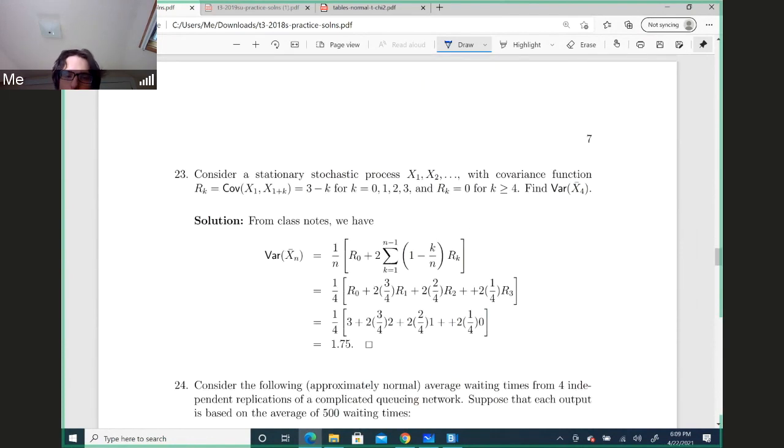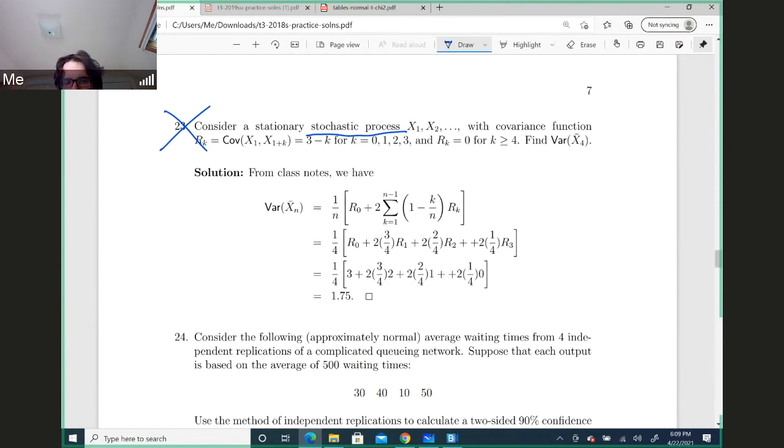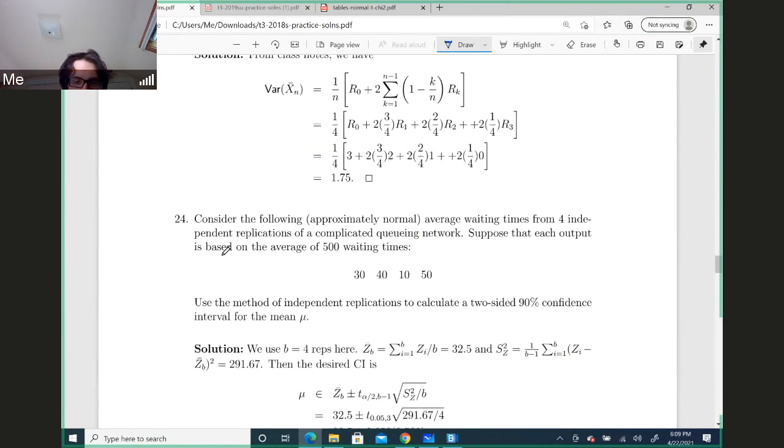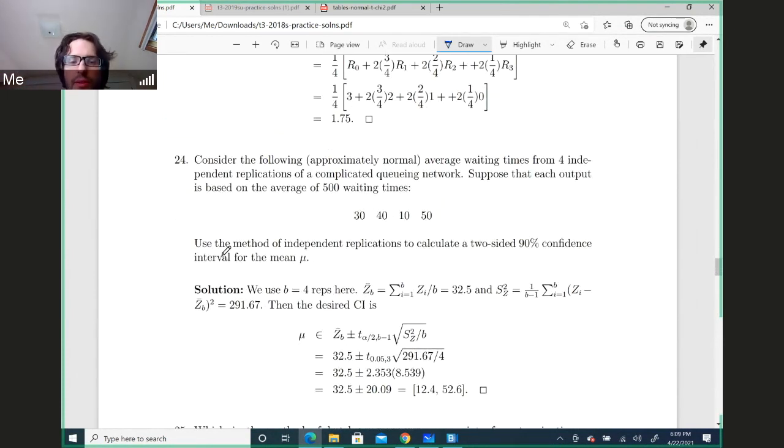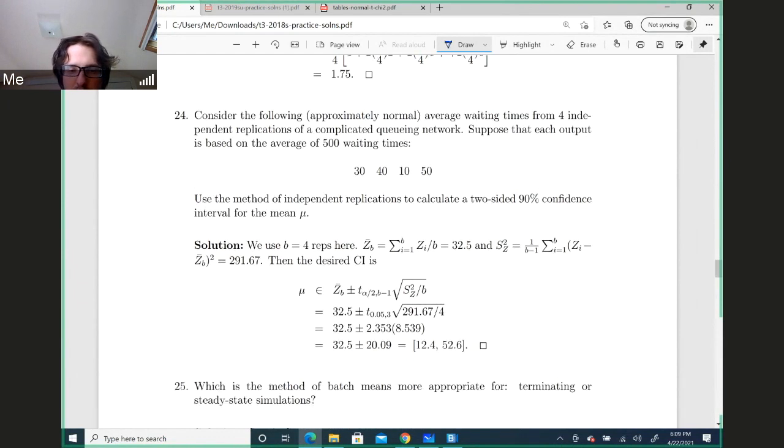Yeah. Cool. Question 23. This is another stochastic process question, which I believe is out of scope per the syllabus. Question 24. Consider the following approximately normal average waiting times from 4 independent replications of a complicated queuing network. So suppose that each output is based on the average of 500 waiting times. So each one of these is basically already an average, where you took 500 different times and you averaged it together, and at the end you got 30. And same thing with this 40, this is another 500.